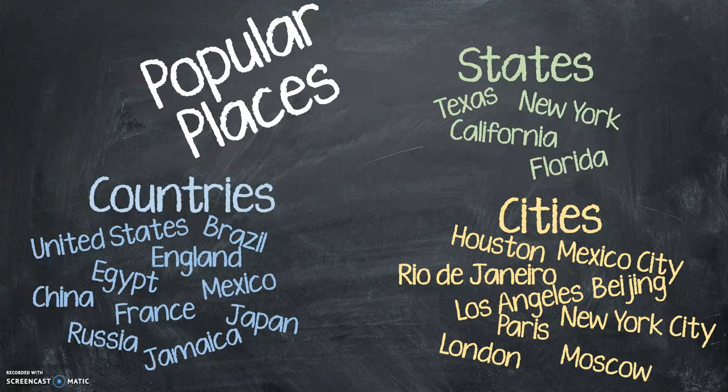So you've got countries. Within countries, you've got states. In other countries, they might call them provinces or something like that. But you've got smaller areas called states. And then within those states, you've got much smaller areas called cities. And those are going to be where your people are living.